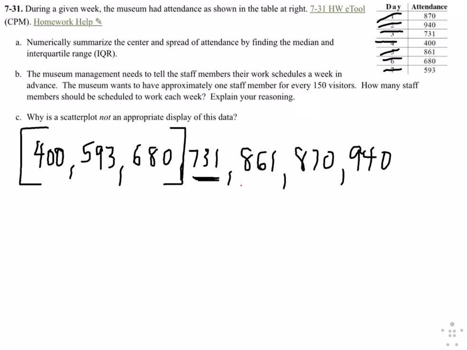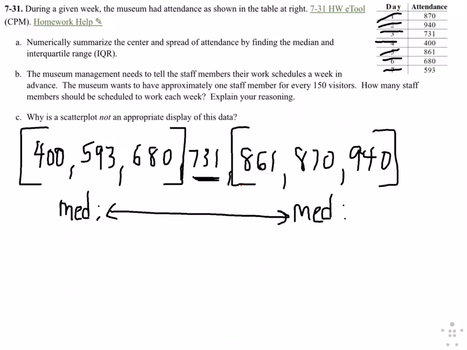And now the IQR is the difference between the median of this first half of the data and the median of the second half. Here's the first half of the data. Here's the second half. If I find the median of this left side and the median of this upper half, where I broke it into quartiles, the interquartile range is the distance between those two. So the median for the bottom half is 593. There's 3 numbers, so it's the middle number. Median is middle. And for the upper half, it's 870.